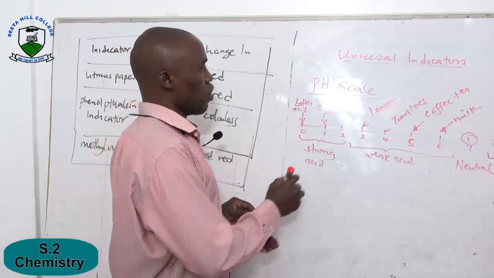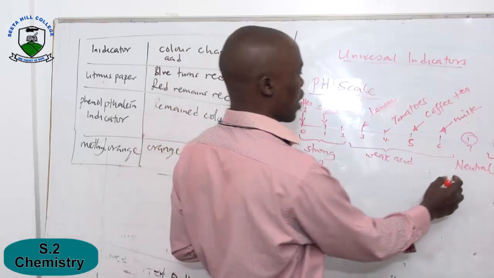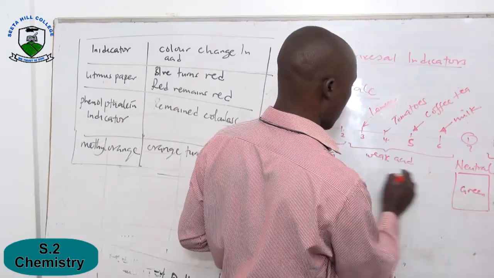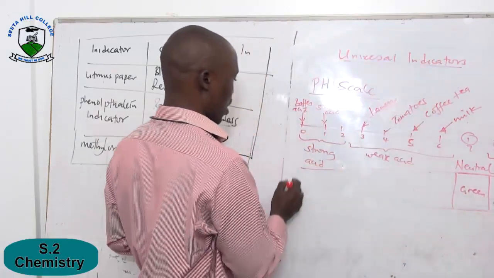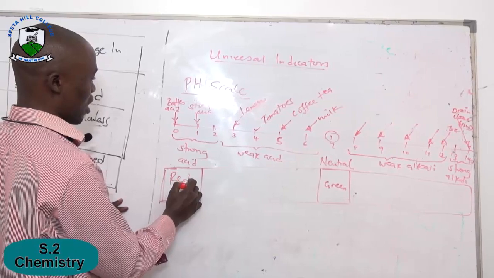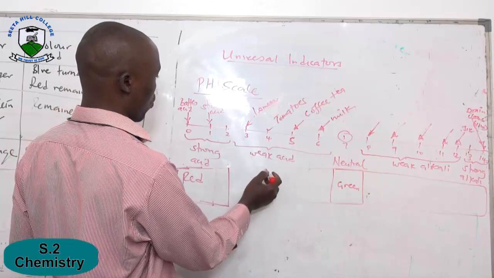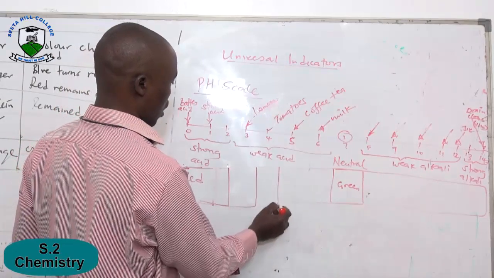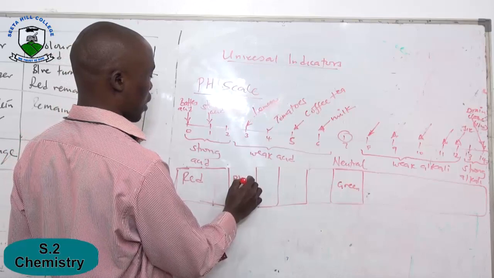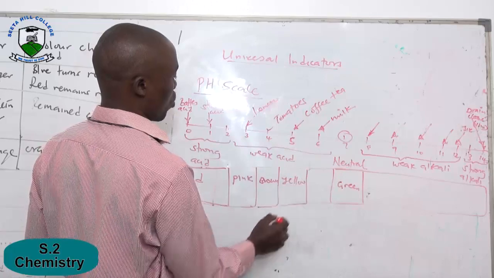Now the universal indicator has colors. See? It has colors. Like here, the chart on Google, you find that chart, it shows green. Of course, there is a chart here. And this way, for strong acids here, you have what? Red. But red covers up to here. Then next, you have red, pink. Pink is light red. Then you have brown, yellow.